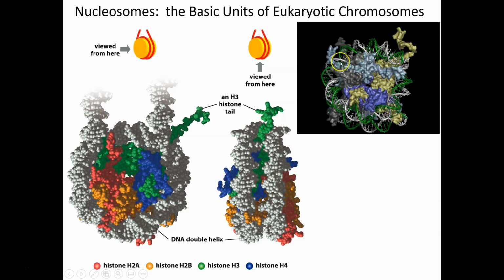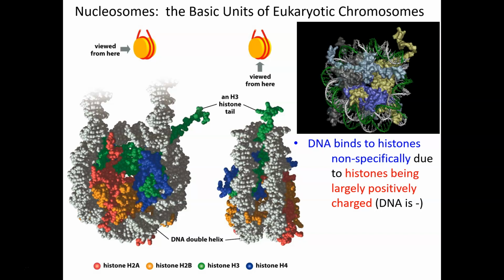Here's another beautiful space-filling diagram of a nucleosome. In fact, this is my wallpaper on my work computer at Bay Path. It's just a beautiful, beautiful image of a nucleosome. We've got the DNA, of course, in silver and green wrapped around the perimeter, and we can see the histone proteins inside the histone core there. And here's one of those amino terminal tails projecting out.